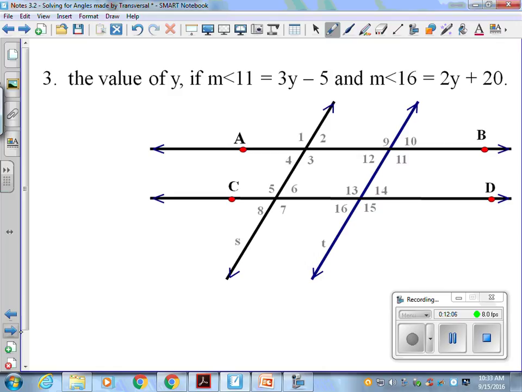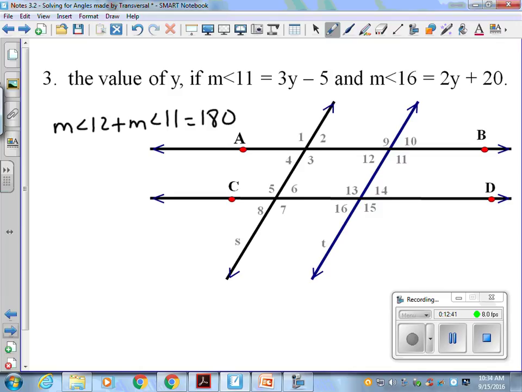All right, but they still make 180. Why? One's obtuse and one's acute. So I just got to prove it. So let's go through and let's think about what we do know. Isn't the measure of angle 12 plus the measure of angle 11 180? Everybody agree with that? Because they're side by side? Yeah. Okay.